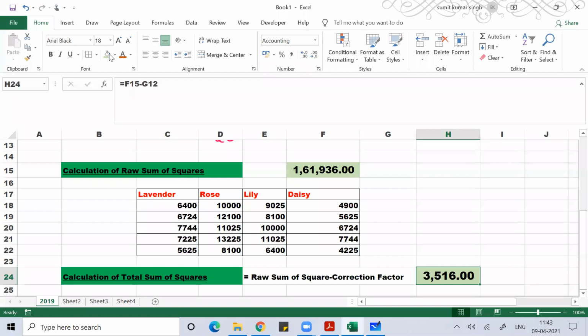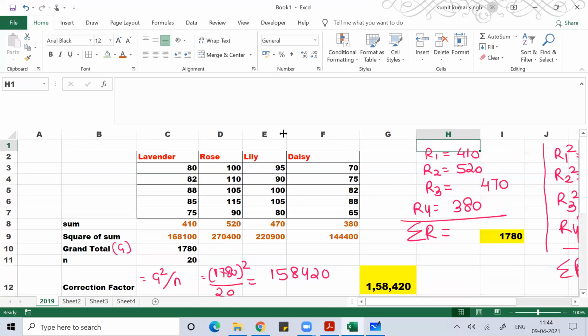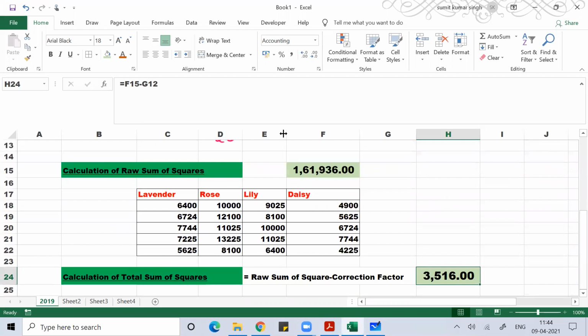So for the total sum, first we will find the raw sum of square. Raw sum of square is nothing but, the values are there, we'll take the square of the values, and the sum of the squares of the values is the raw sum of square. When we subtract the correction factor from it, we call this the total sum of square. Clear, everyone? Anyone any doubt? Can I go ahead? Okay, fine. I hope you understood this.